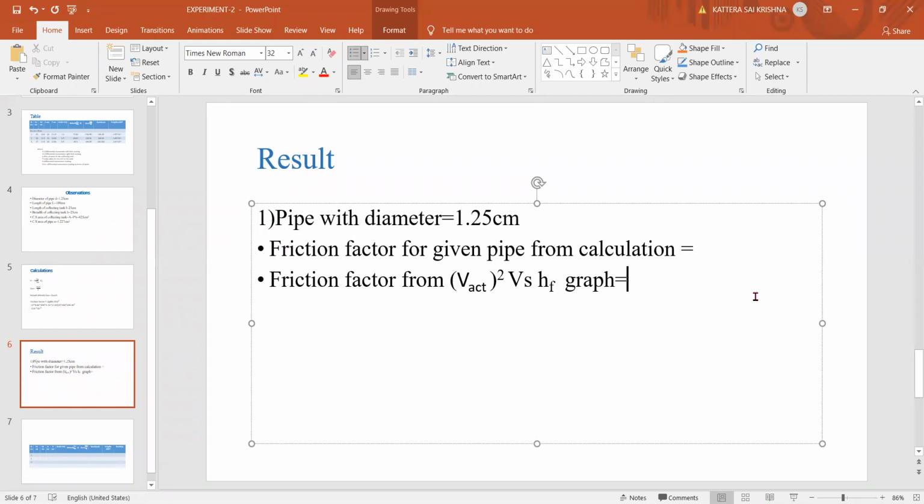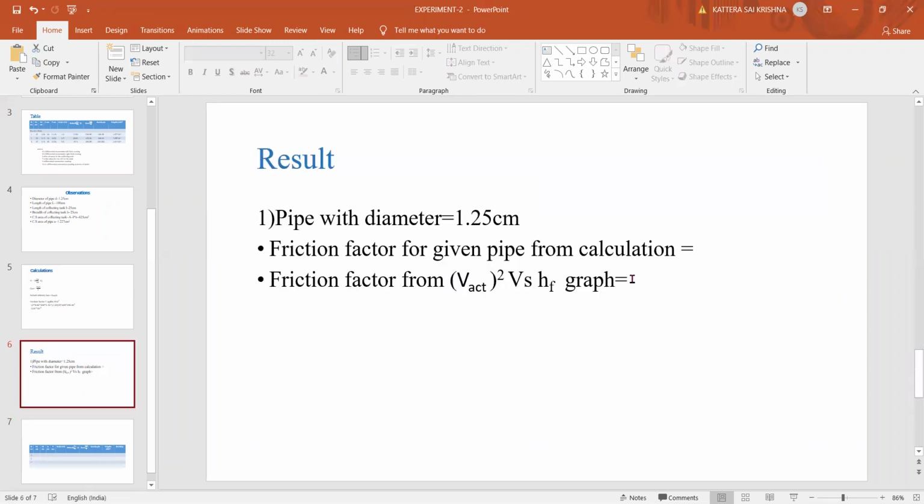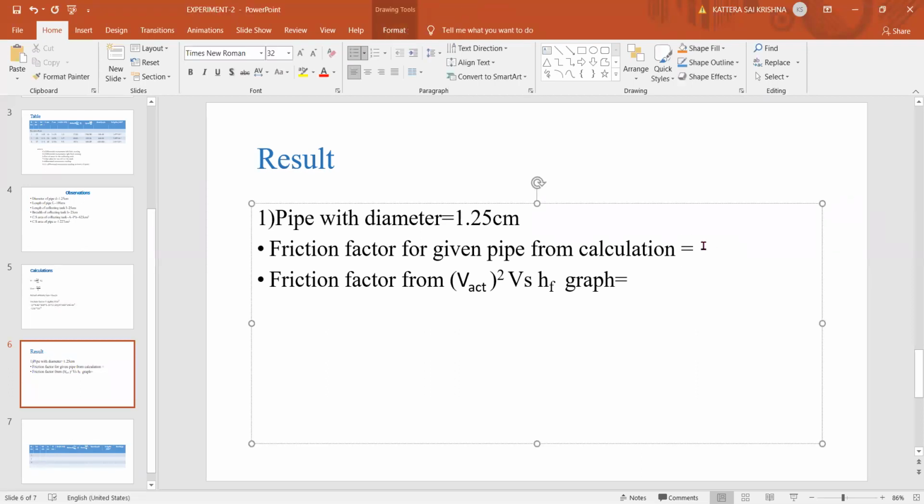Yes, how much average value did you get here? It's 2.31 into 10 to the power of minus 3. Yes, yes. Any one of you tell. 2.31. Okay, into 10 to the power minus 3.